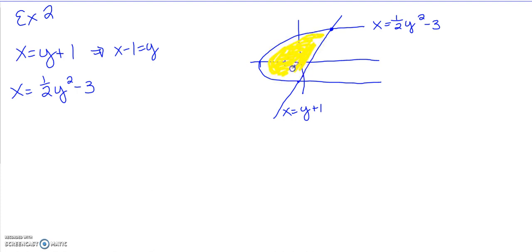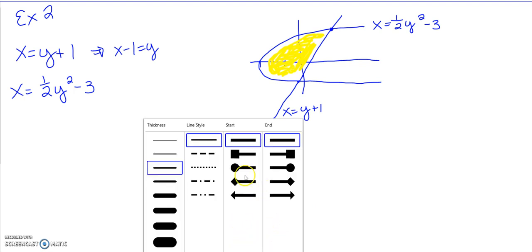Now, I know you're probably jealous of my coloring abilities, but it's something I had to learn to do a long time ago. Yes, it's a skill.